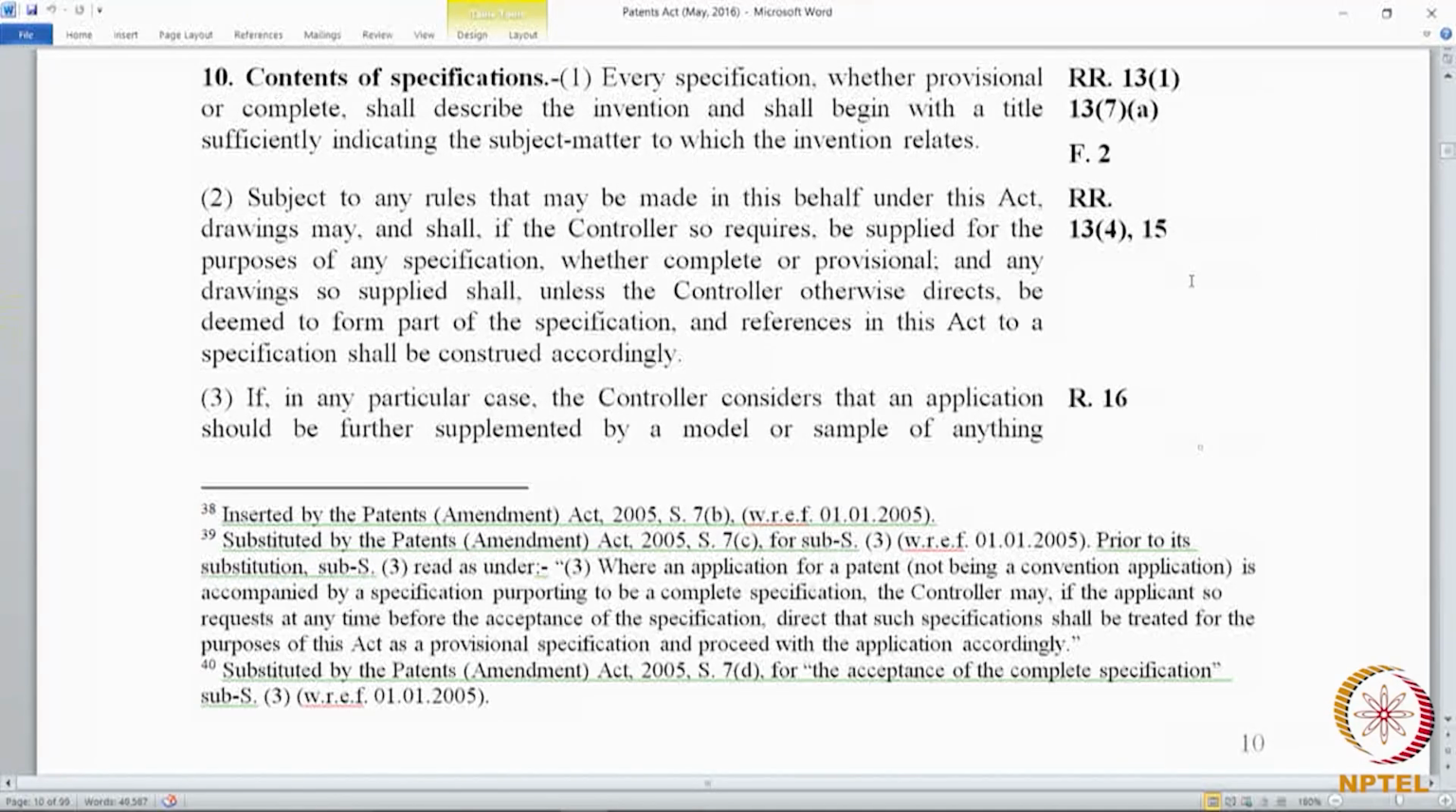In section 9, we had seen the two types of specifications, provisional and complete, and the various instances where a provisional specification had to be followed by a complete and what would happen if it is done, and instances where multiple provisionals could be followed up by one complete, and instances where you could post date the provisional to that of the date of the complete specification. Form 2 describes the form that has to be used for filing both a provisional and a complete specification.